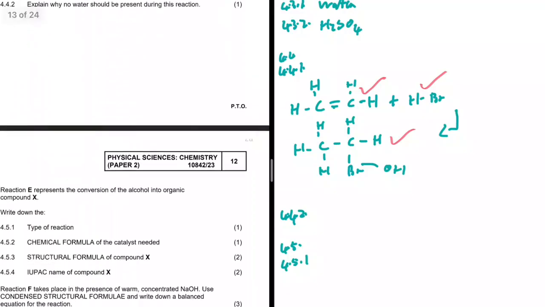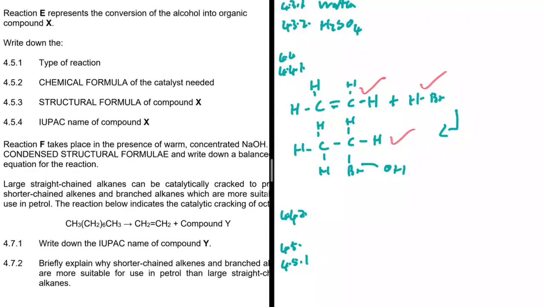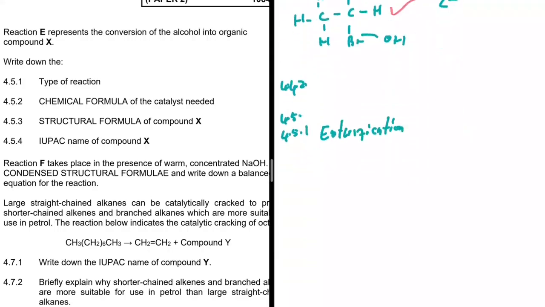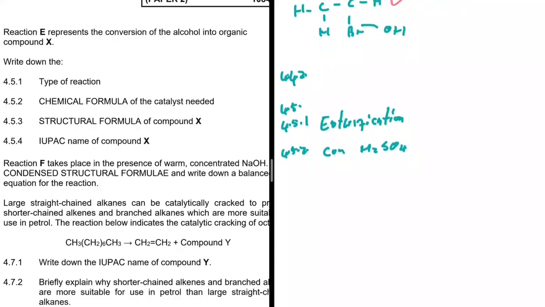An alcohol plus an acid in the presence of a suitable catalyst will give you an ester. So type of reaction, esterification, right? There we go. That is 4.5.1. Let's take a look at 4.5.2. Chemical formula of the catalyst used. We know what suitable catalyst we need in esterification. We need concentrated H2SO4. That's what we use in our esterification reactions.